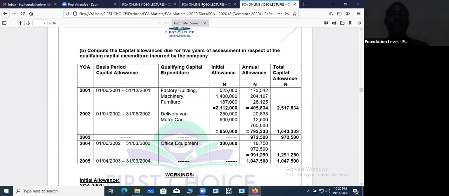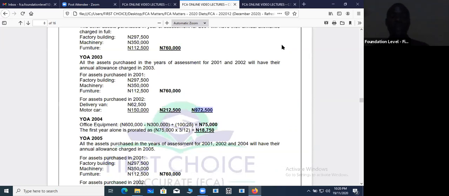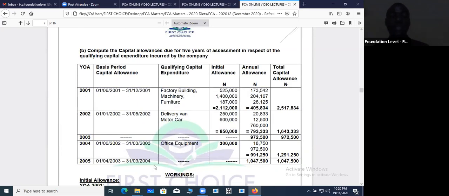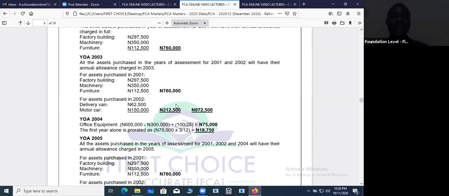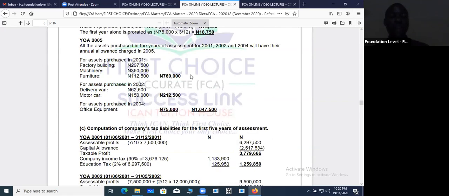Now let's go to year 5. In year 5, we didn't buy any assets. And so we had no initial allowance. It's only annual allowance we have. Okay, so look at the calculation for 2005. These are assets bought in 2001. These are assets bought in 2002. And this is the asset you just bought in 2004. Add them up together, it gives you 1,047,500.